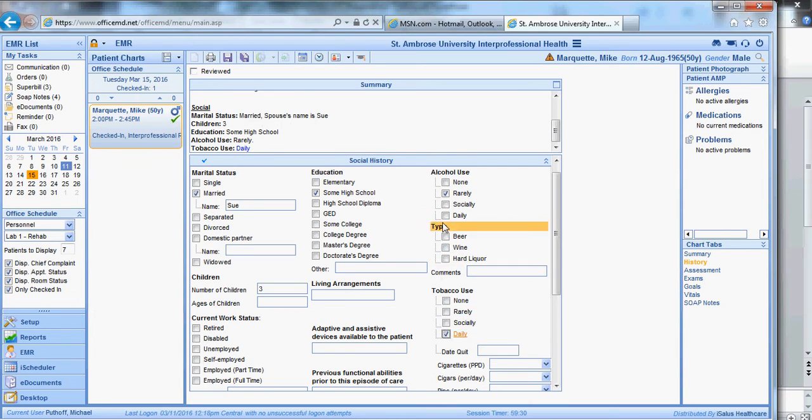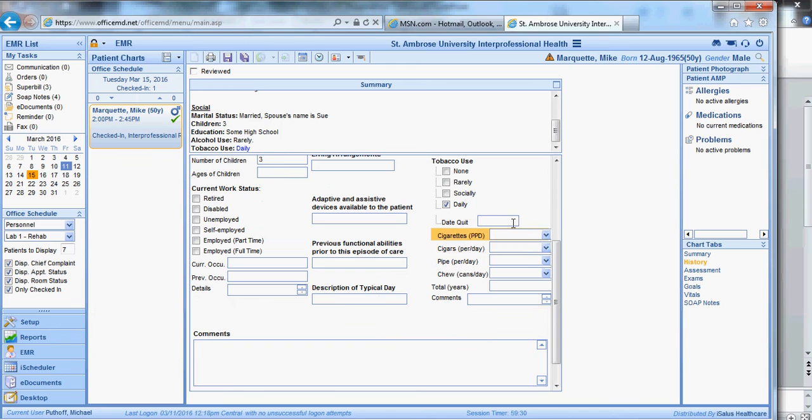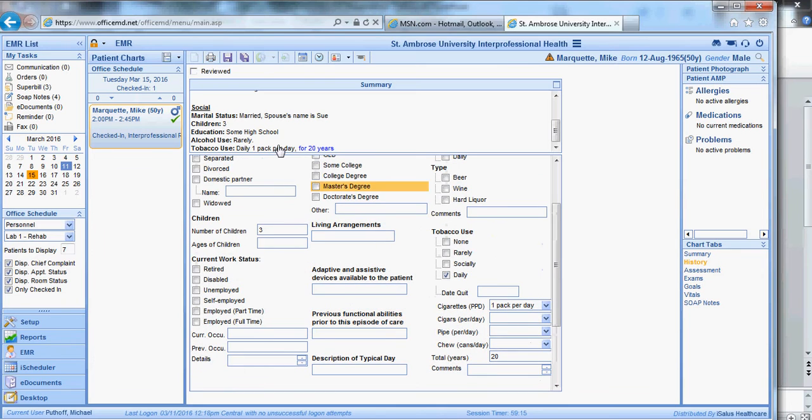Okay, you notice I didn't check beer or wine. That didn't pop up there. Only the information I checked popped in here. If I get more information, I can find out how many packs per day, a pack a day I smoke, total years. I've smoked this for 20 years. And you can get that information like that. It is good to occasionally hit the save button. So I hit save.